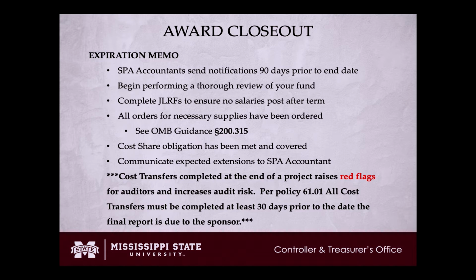So you may want to check out Uniform Guidance, Code Section 200.315. Also, cost share obligations have been met and covered. We want to communicate any expected extensions to your SPA accountant. So anytime you are aware that it looks like you need an extension, the PI has communicated to you that we're going to need an extension, pass that information along to us. We'll make a note, and it just helps everyone.